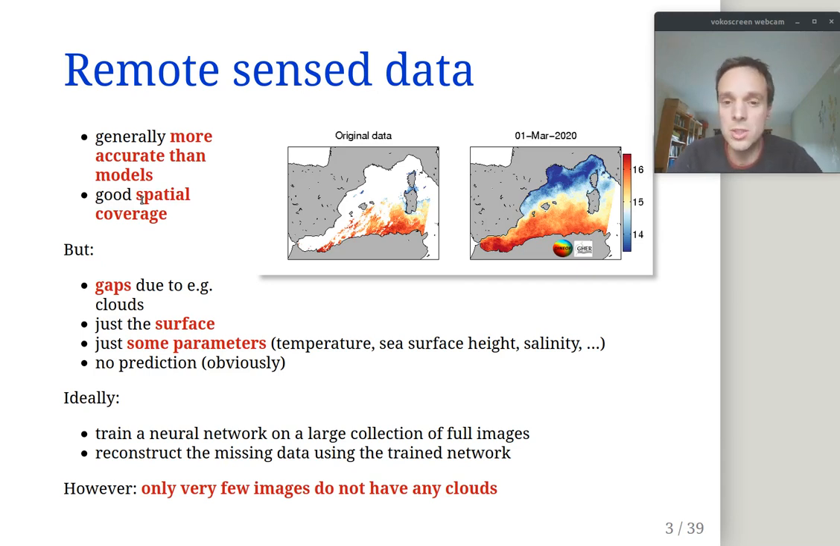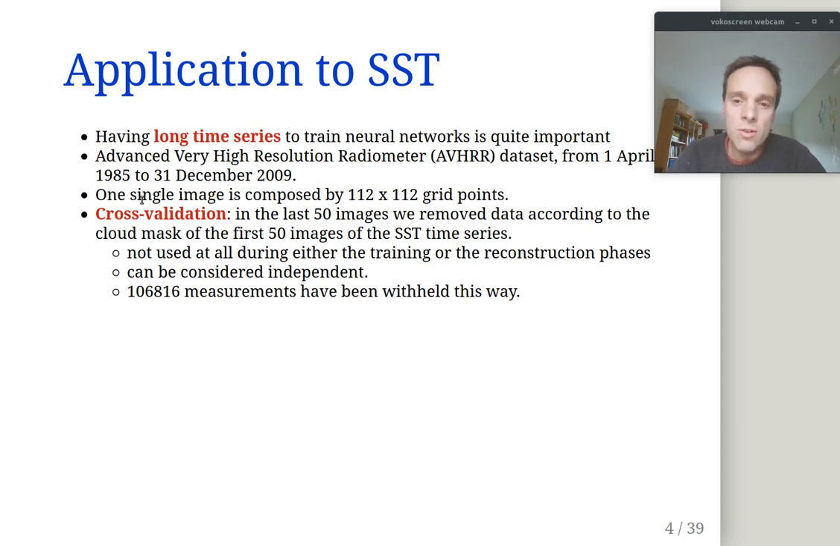As we can see here in the Mediterranean Sea, clouds can cover a really substantial part of a scene. And obviously we're just measuring the surface, and we have just a handful of parameters that can be measured remotely by a satellite. But in order to train a neural network using these kinds of data sets, we would ideally have a large collection of full images. But the sad truth is that only very few images do not have any clouds. So the idea is that we need a method that can be trained using missing data.